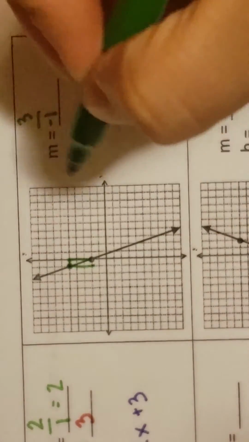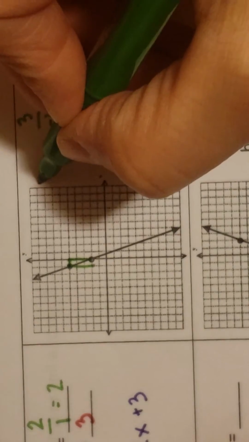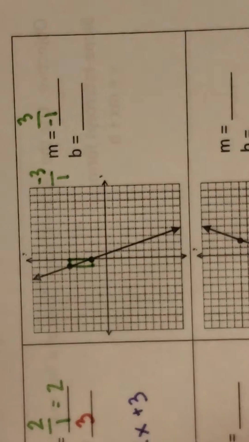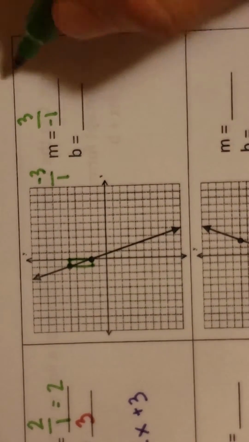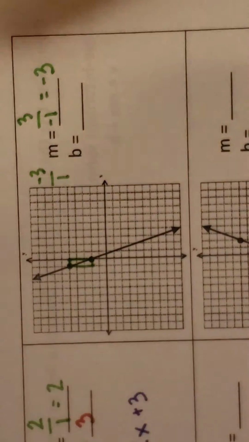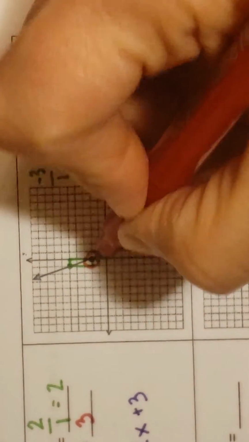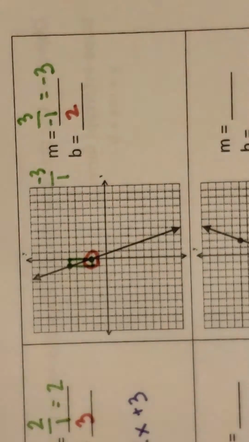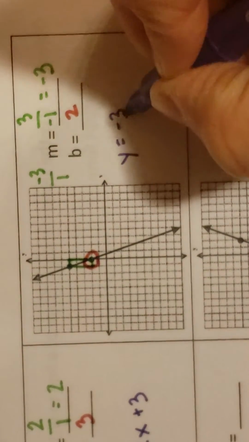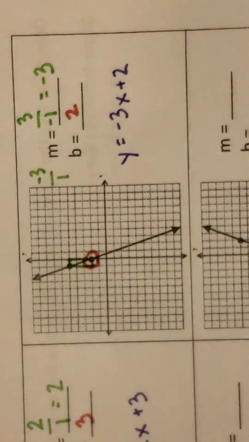Now let's see if I would have done that the other way. What if I had gone 3 down? Down is negative. And then 1 right. Right is positive. Do you see how it's going to work out to be the same thing? Negative 3 over 1, 3 over negative 1, they're both negative 3. And then the intercept is at 2. So therefore the equation would be y equals negative 3x plus 2.